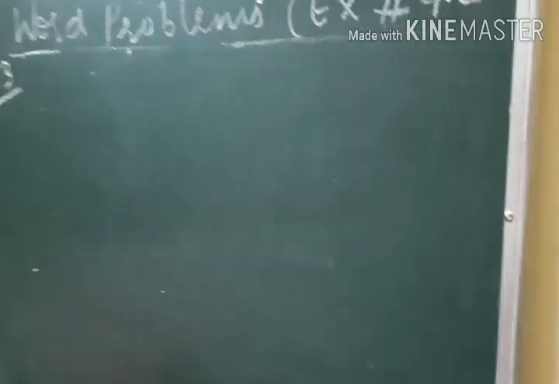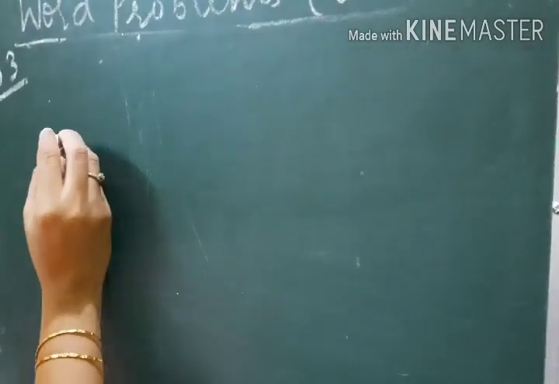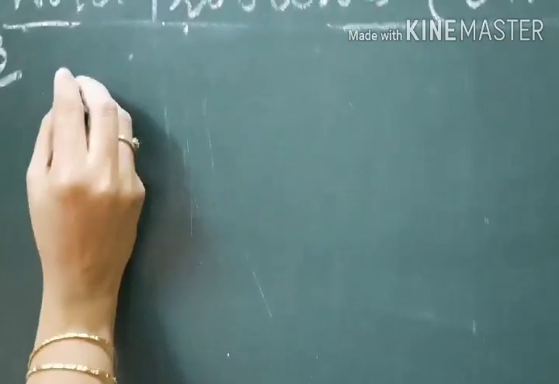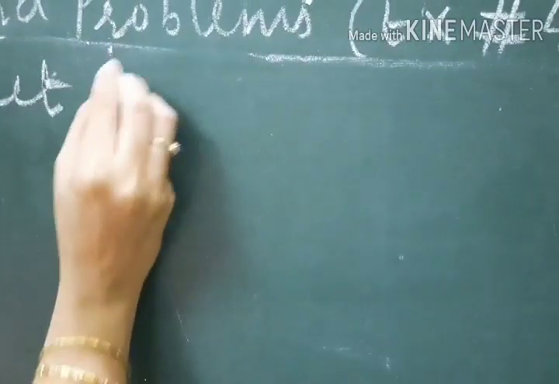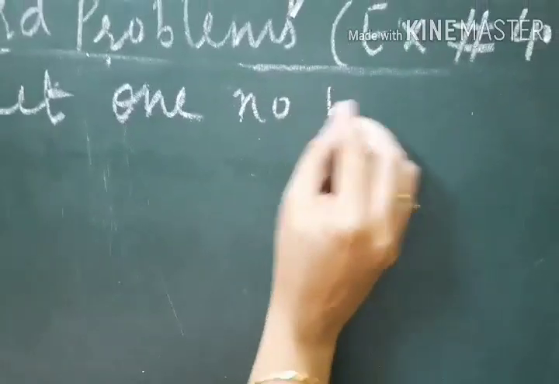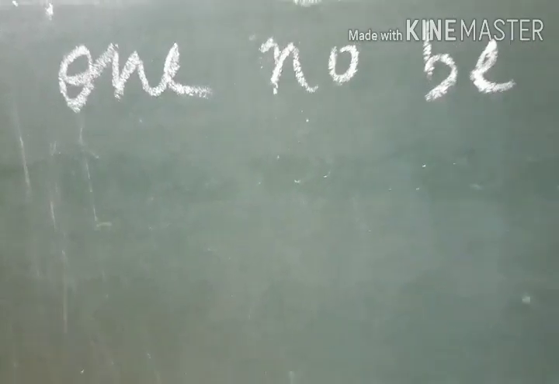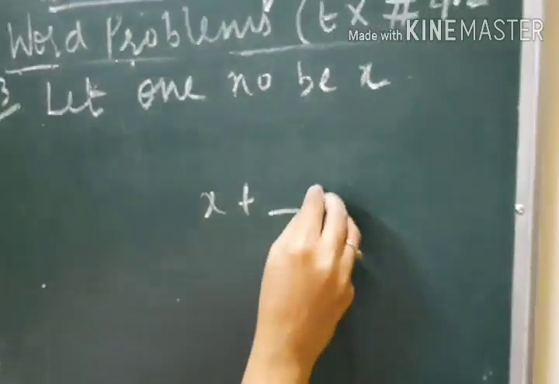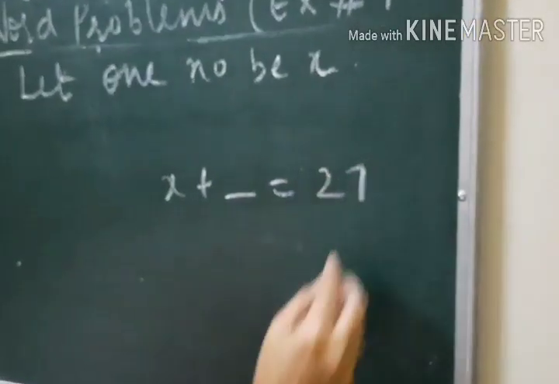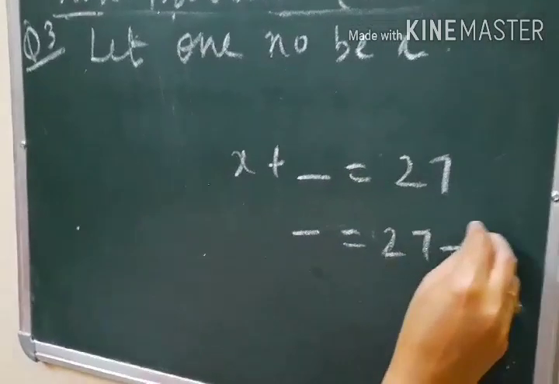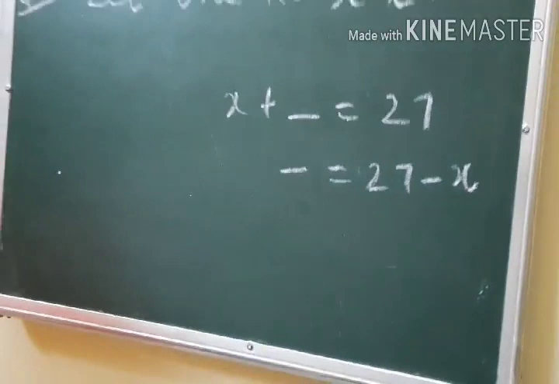Question number 3. Find two numbers whose sum is 27 and product is 182. Now there are two numbers. Let one number be x and the other number you don't know. But you know that x plus something is 27. So if I have to find this number, what will I take? 27 minus x, that I'll take.